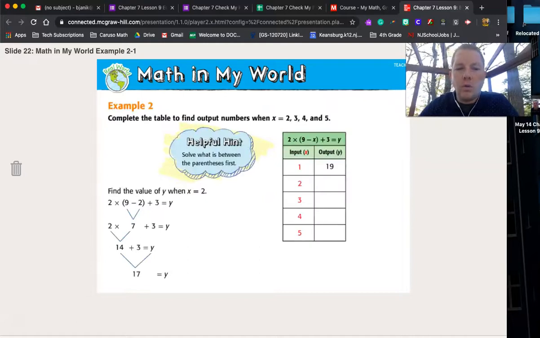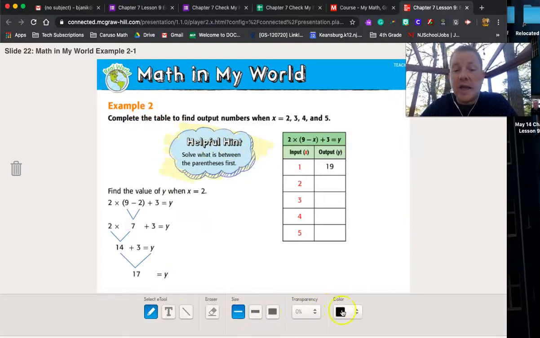So let's go one more time. This example is just showing us how you write it over and over again until you get the right answer. So here's our table, and this table is giving us all of our information. I put a lot of tables in the work so you can practice it over and over again. The input-output table is going to have the equation up at the top: 2 times (9 minus x) plus 3 equals y. So there's a couple steps in there.